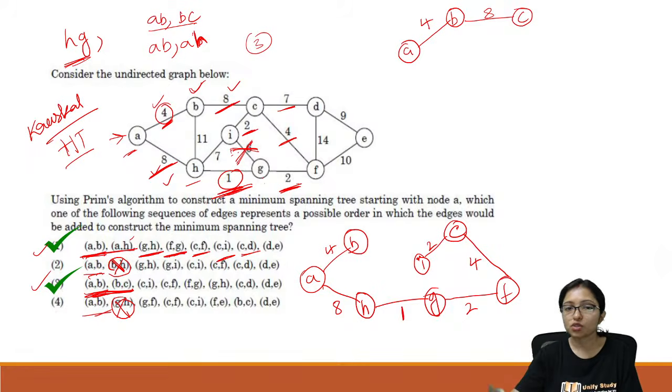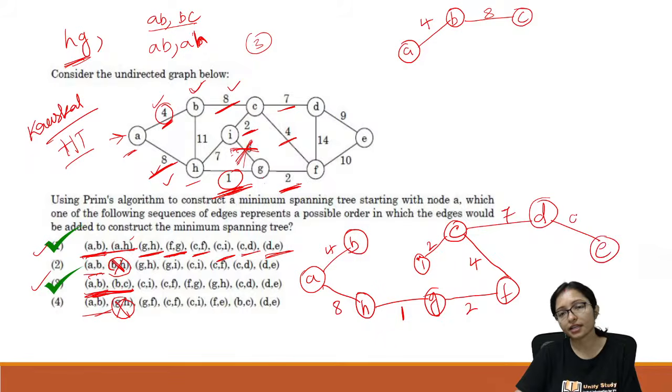Clear? So here it will create a cycle, I cannot take it. So after that I have to take CD. That is 7. Then they took DE. Is it possible? Yes, DE. That is 9. So this option is correct.